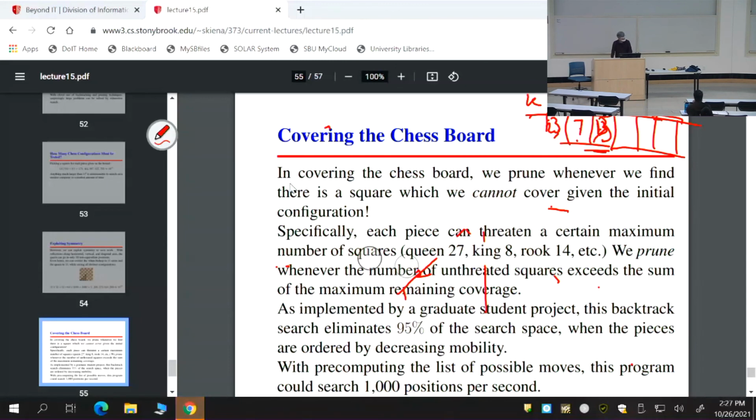I'm pretty sure I repeated. There's one square that appeared in all the rows and columns. I had to subtract that out. A queen can threaten 27 squares. A rook can take on 14 squares.